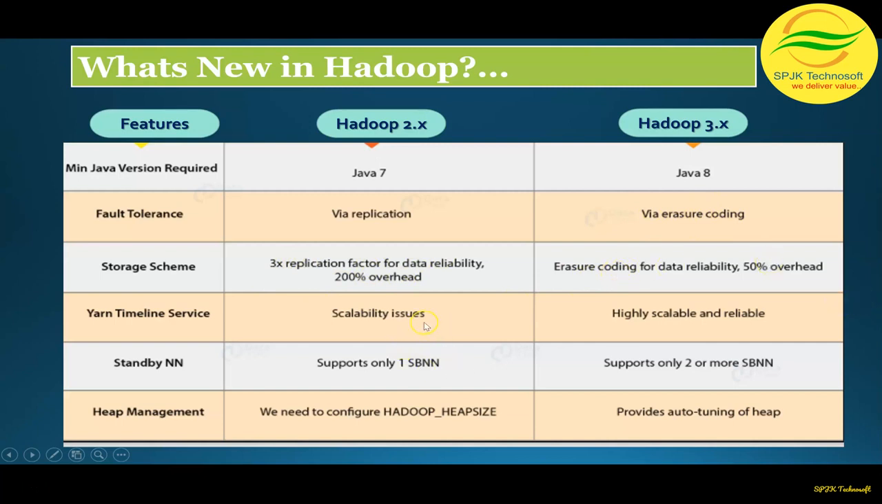YARN Timeline Service had scalability issues, and now it is highly scalable and reliable, because of the YARN Timeline Service. Standby NameNode: it supported only one standby node, and now supports two or more standby NameNodes. Heap management: we needed to configure the Hadoop heap size, and now it provides auto tuning of heaps. So these are a few of the differences between 2.x and 3.x.